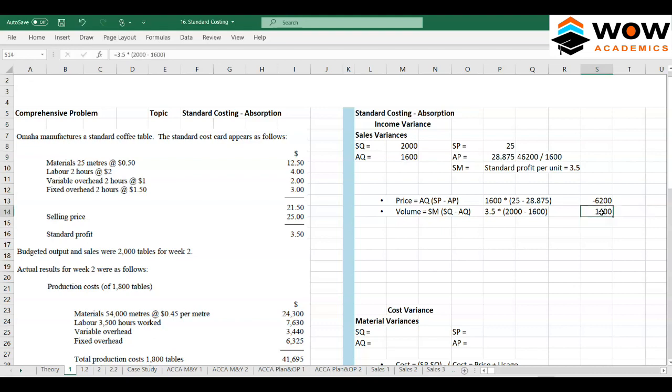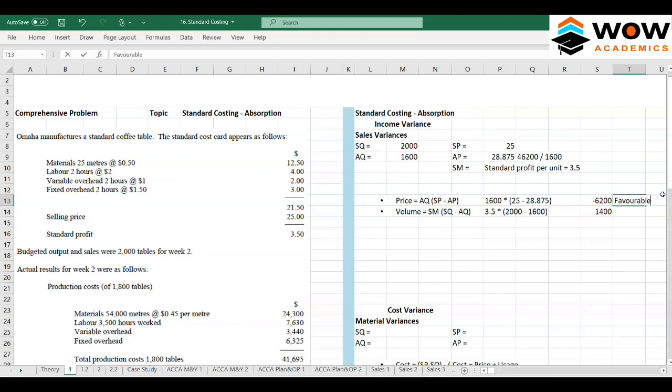So look logically and then put whether it's a good variance or a bad variance. They should have sold the item at 25, but they have sold at 28.8. It's a good thing, so we can put it as a favorable variance. I'll put it as FAV, favorable variance.